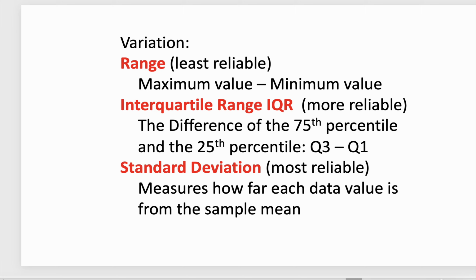Equally important as where is the center of the data is how spread out the data is. What is the variability in the data? The range is the least reliable measure of variation. It is quite simply the maximum value minus the minimum value. The interquartile range is more interesting. What it does is it takes the difference of the 75th percentile, which we're going to call Q3, and the 25th percentile, which we're going to call Q1.